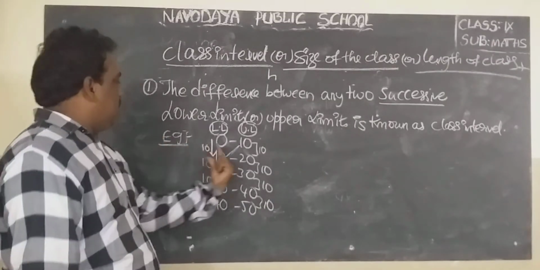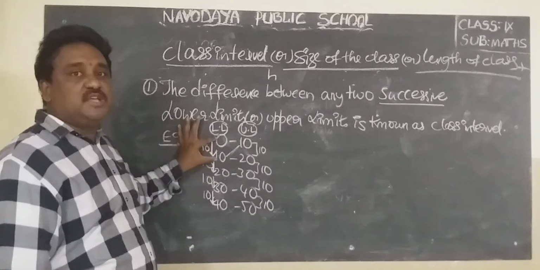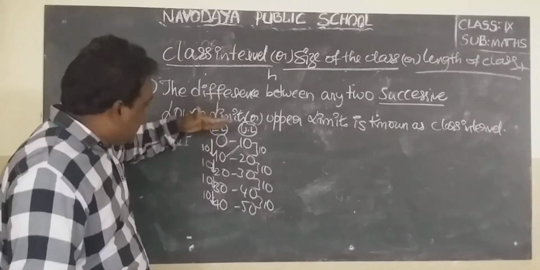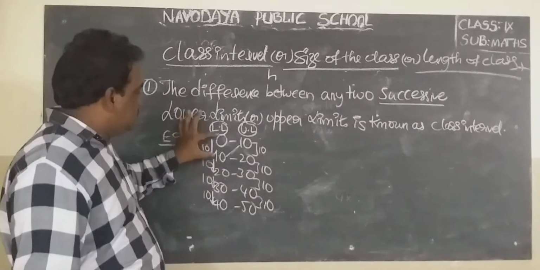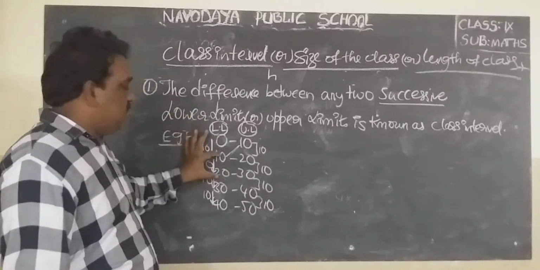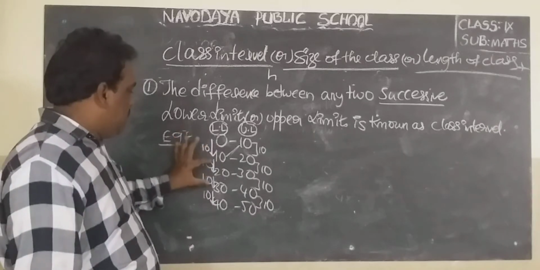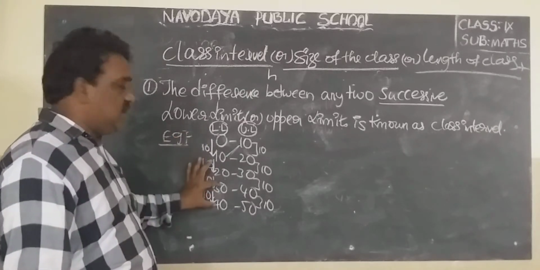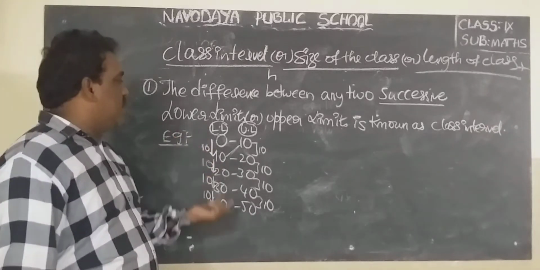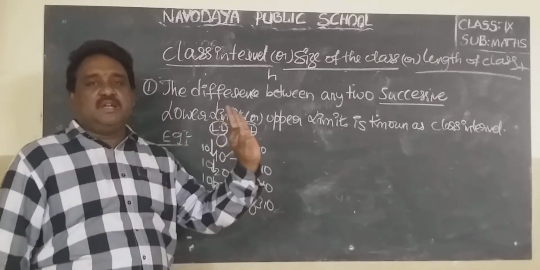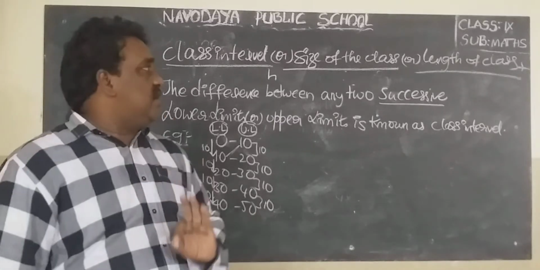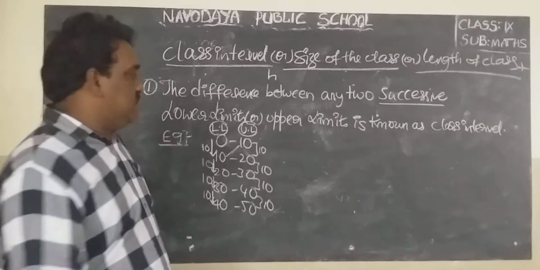So take the difference between lower limits. They should be successive. Don't take the gap between 0 and 20, they are not successive. 0, 10, gap 10. 10, 20, gap 10. 20, 30, gap 10. 30, 40, gap 10. Not only lower limits, upper limits also. 10 is known as class interval or size of the class or length of the class.